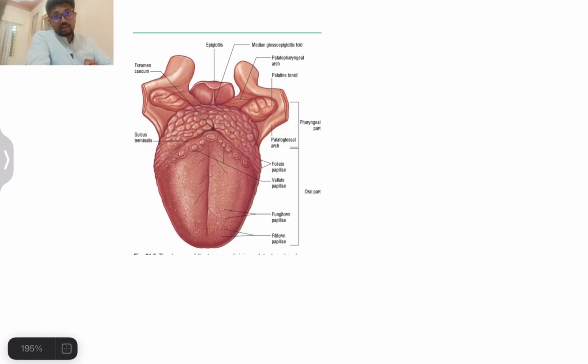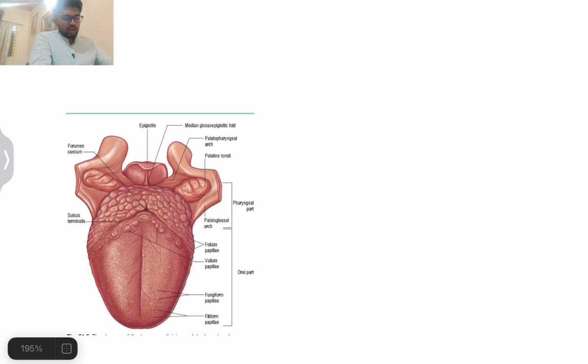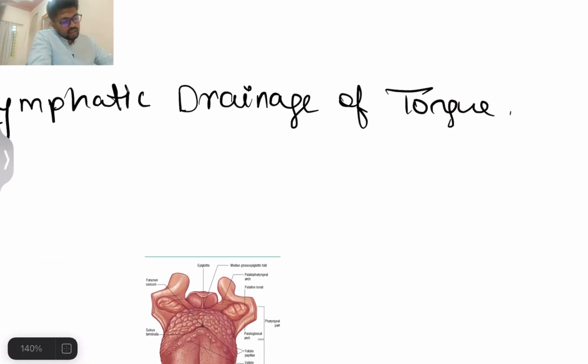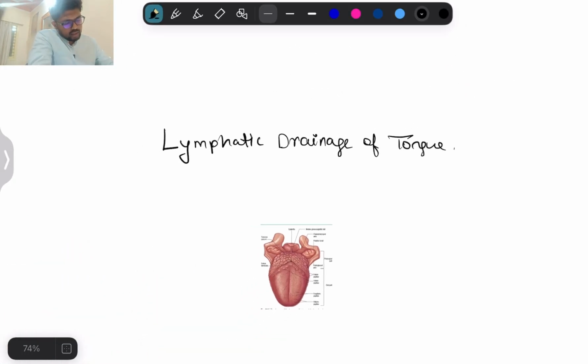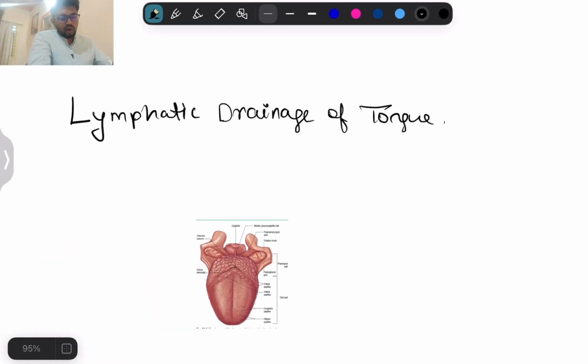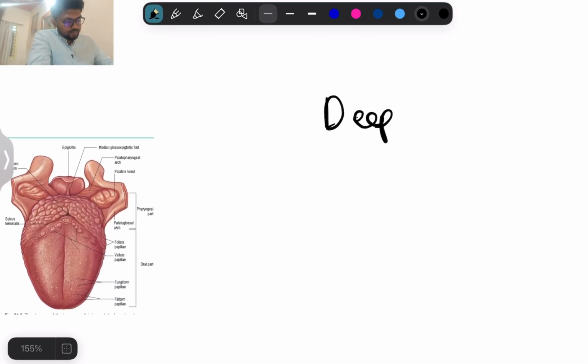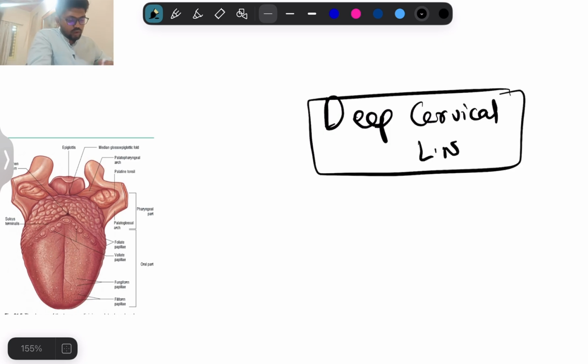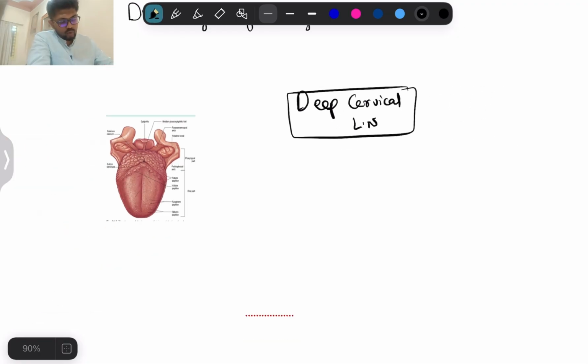Now we'll see the lymphatic drainage of the tongue. Before speaking about it, we should understand that ultimately the lymph from the tongue will drain into the deep cervical lymph nodes. I have made a schematic diagram to see the deep cervical lymph nodes.